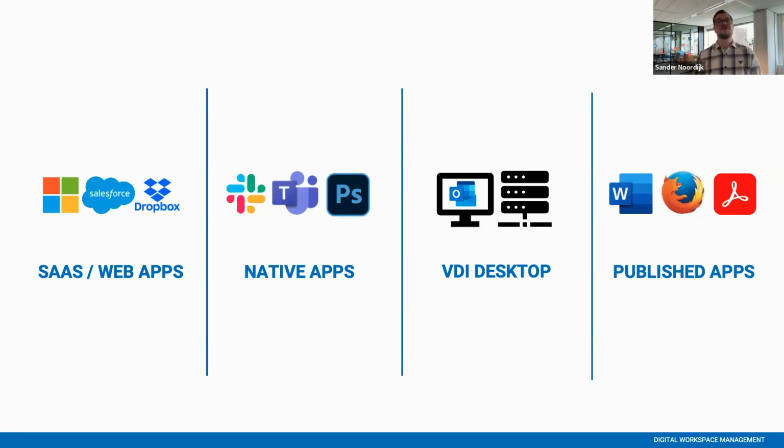Published apps still use that VDI backend, but it only displays the application as if it is running natively on the endpoint. And when I moved to macOS, I found my saving in here, because I was able to run Visio, for example, which is not a Mac app. It only exists for Windows, but I was able to run it as a published application running in a data center, but it appears as if it's running natively on my device with a nice icon in the dock and access to all of my files.